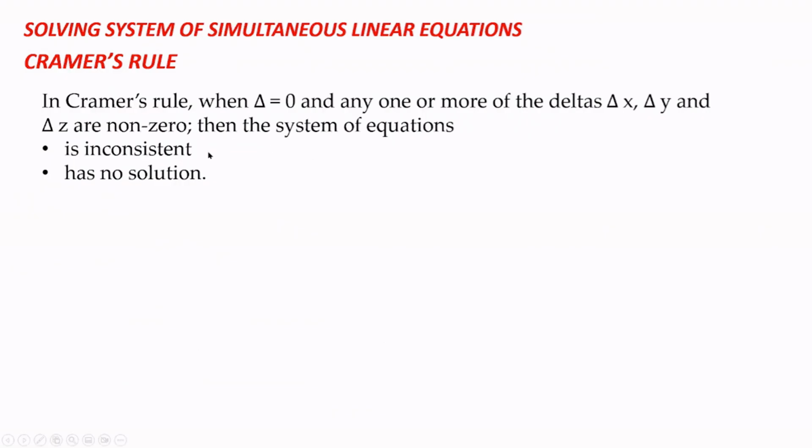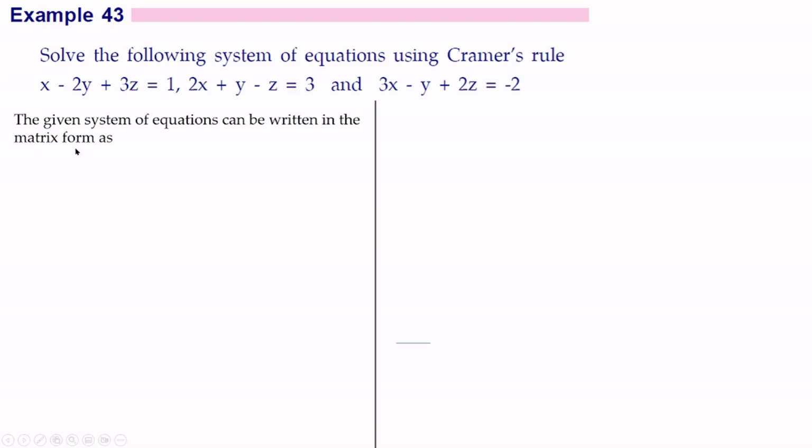Next we have the next condition. In Cramer's rule, when delta equal to 0 and any one or more of the deltas, delta x, delta y and delta z are non-zero, then the system of equations is inconsistent and has no solution. So here if delta is 0 and if any of these values is not 0, because we are getting x as delta x upon delta, if this is non-zero and if this is equal to 0, then obviously the system will have no solution.